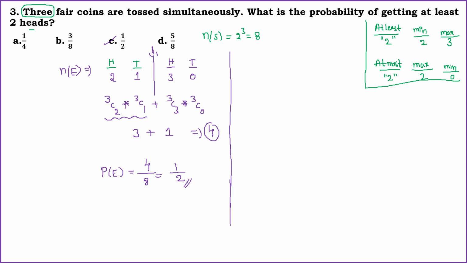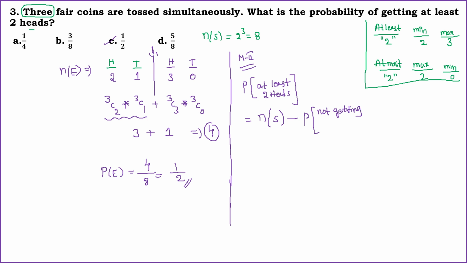Or we can find out one thing. For example, I want to get the probability of getting, understand this method. This will be very useful for the upcoming questions. Probability of at least 2 heads we want. We can get that by using sample space minus the probability of not getting 2 heads.